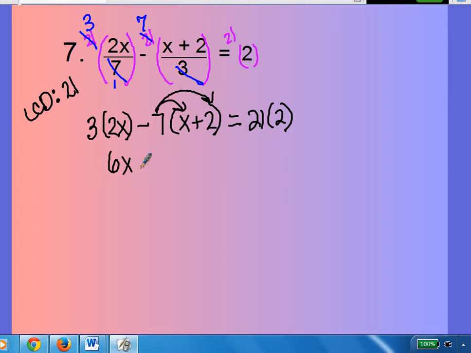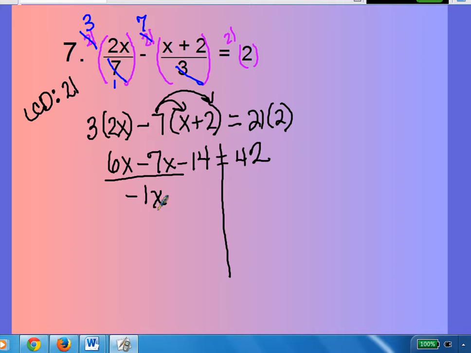Distributing here and here, you get negative 7x minus 14 equals 42. Then we're going to draw our border. What's over here that we can combine? Our x's. So 6x minus 7x is negative 1x.